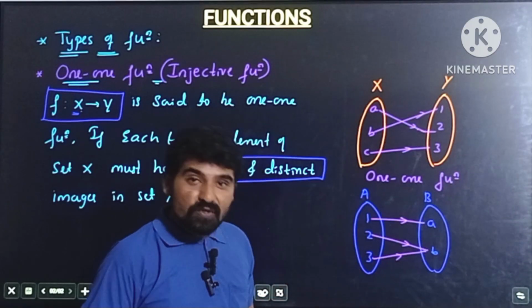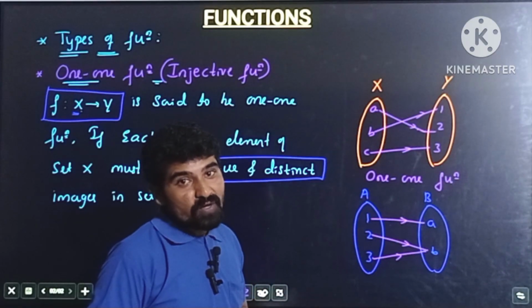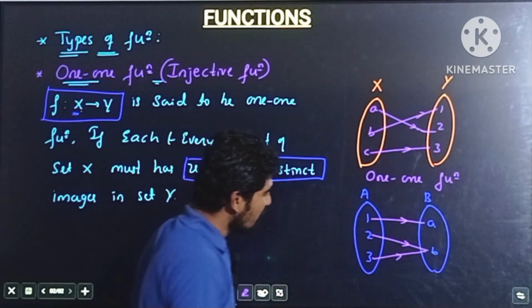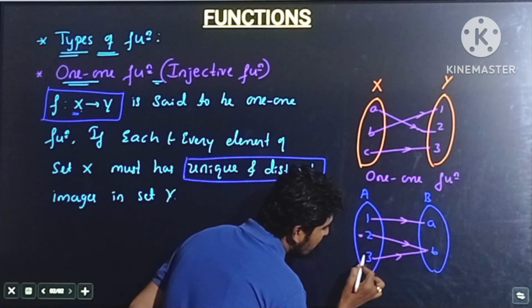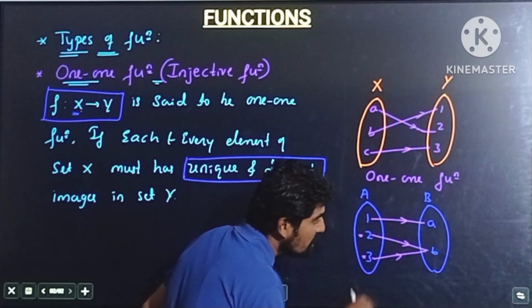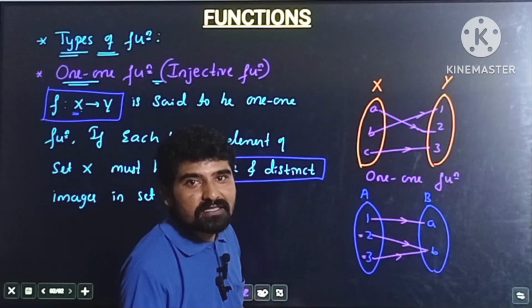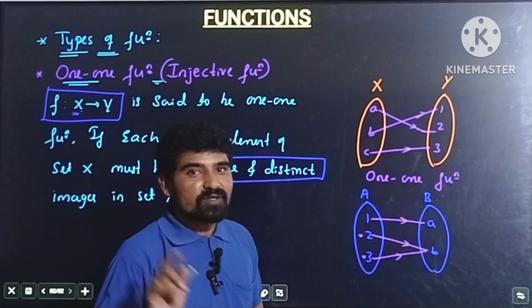Now is this a one-to-one function? One-to-one means each element of the first set has a unique and distinct image. By observing here, 2 and 3 have unique images, but they are not different. 2 and 3 have the same image. That's why this function is not a one-to-one function.